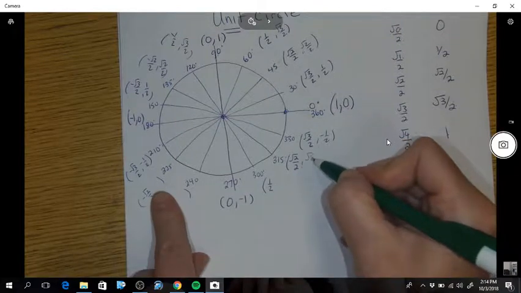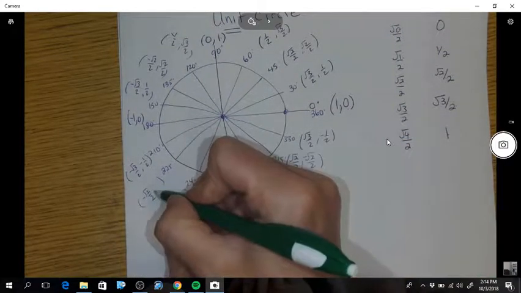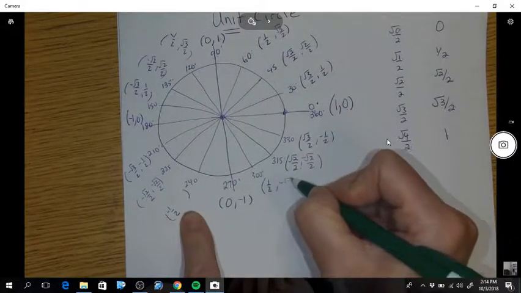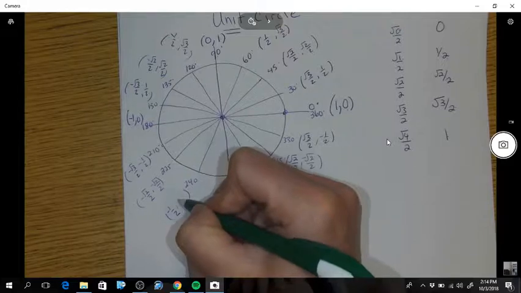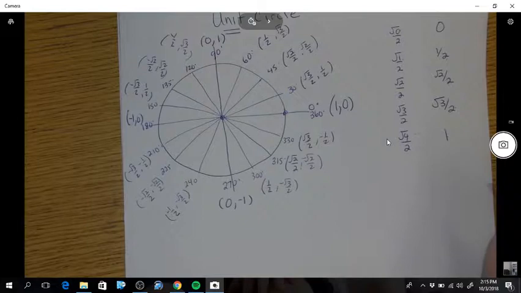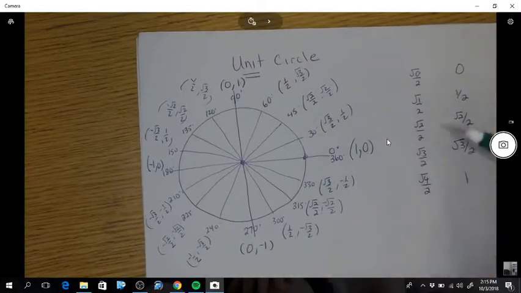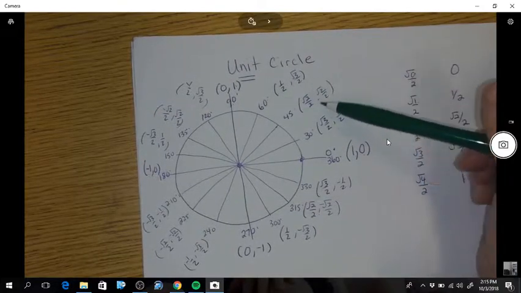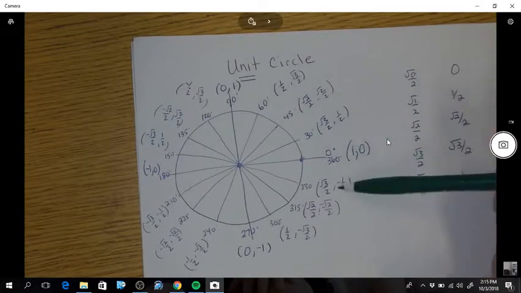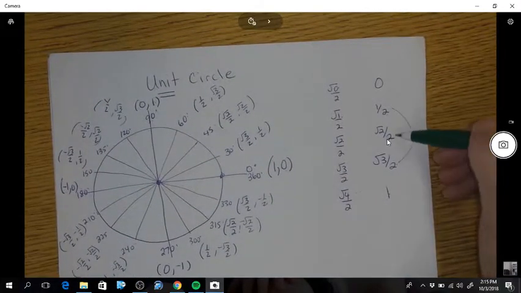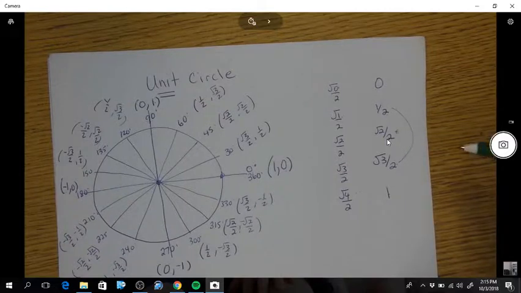Down again, negative root 2 over 2. Almost forgot my negative there. Down another one, negative root 3 over 2. Down one more, -1. Okay, when you look at this, you can see some things. You can see that root 3 over 2's always go with 1/2. And if it's a root 2 over 2, it always goes with another root 2 over 2. So these always go together, and this one always goes with itself. And then these always go with each other as well, right?